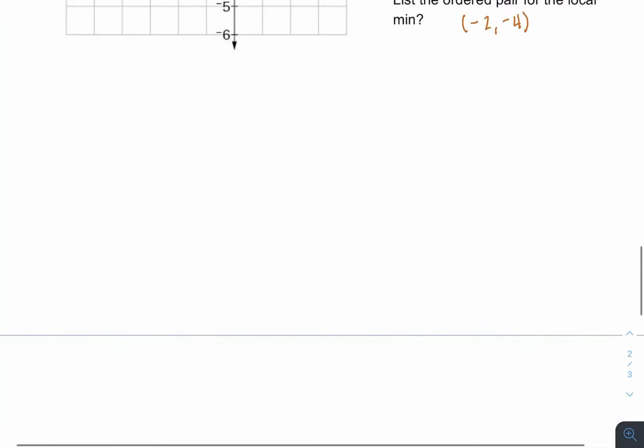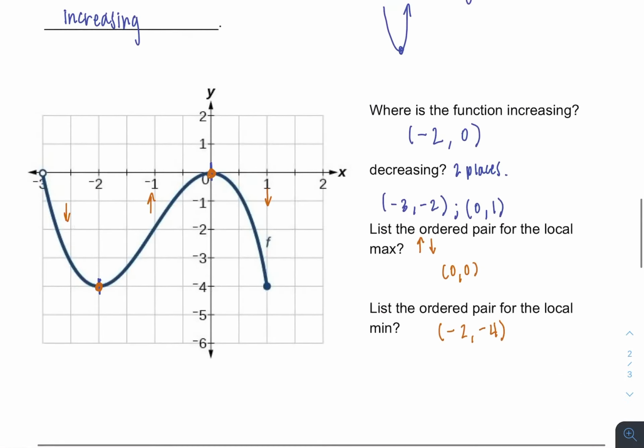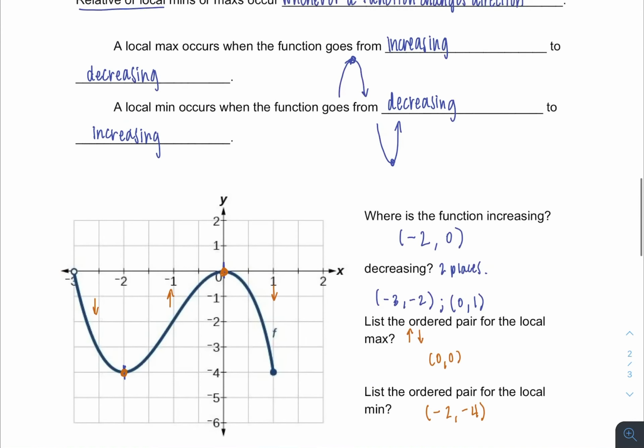So that's, I think, all of our notes for today. Real easy set of notes. It's just a matter of knowing those definitions. So make sure you review those.